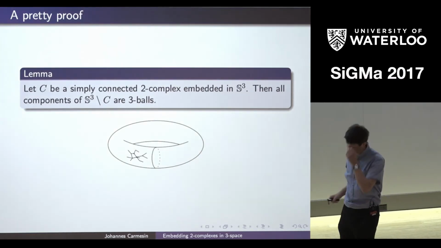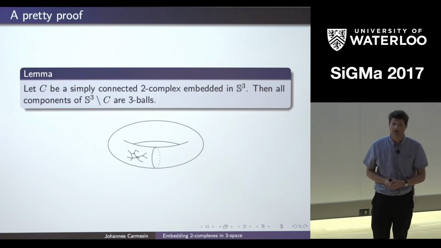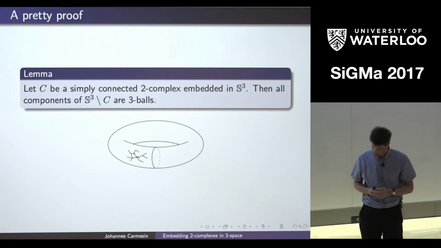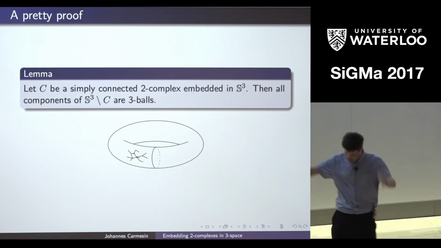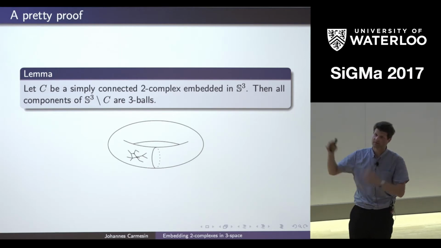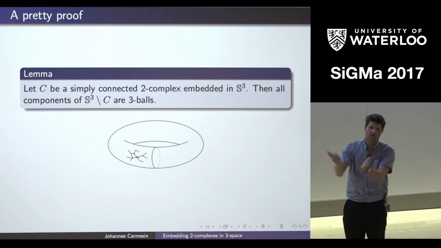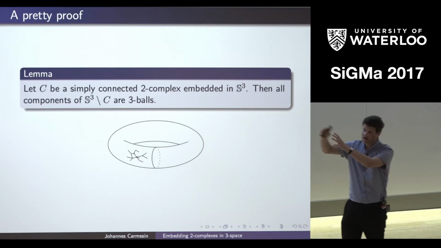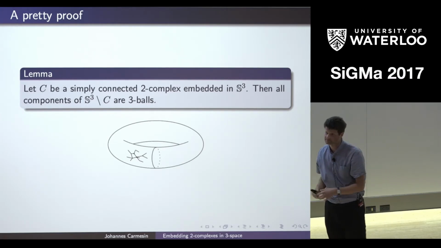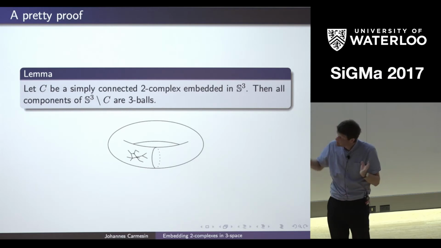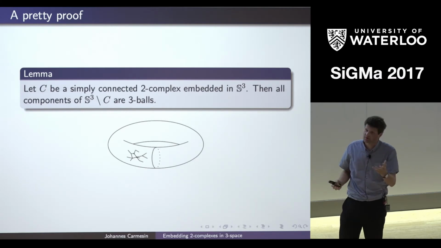Right, so now I'd like to talk about the following lemma, which appears in the proof of our theorem. The situation is like this. You have a two complex that is embedded in three-dimensional space, and you'd like to deduce that all components of the embedding are balls. That's what you'd like to deduce, but it will not always be true.